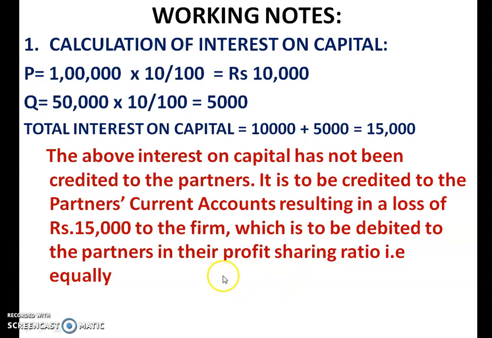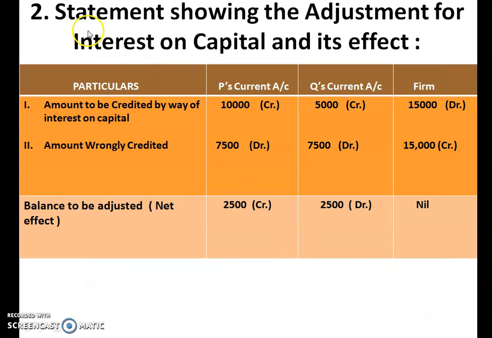Okay. Now let us go to the next working note. This is the first part of your working note. You had to show the calculation of interest on capital, so that we have shown. Now the second part of your working note is the statement showing the adjustment for interest on capital and its effect. So children, last year we distributed the profit to the partners without showing the interest on capital. That we are supposed to rectify.